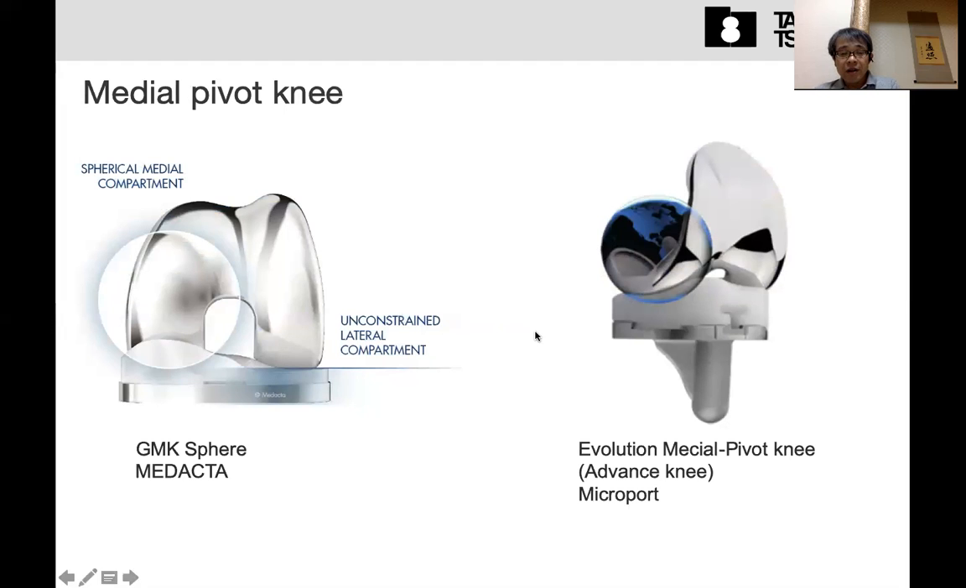So the polyethylene has the concave shape. The shape is completely matched to each other, just like THA and Oxford knee, and the lateral side is flat. These knees need to cut the PCL. So instead of the PCL, this highly conformed medial side can give the stability of the anterior and the posterior side.